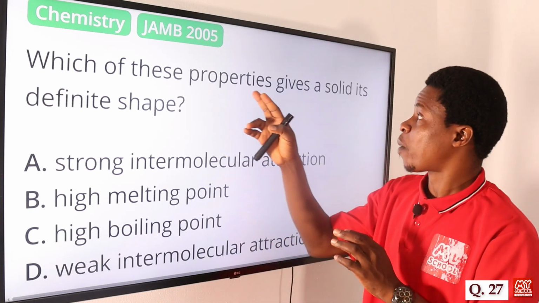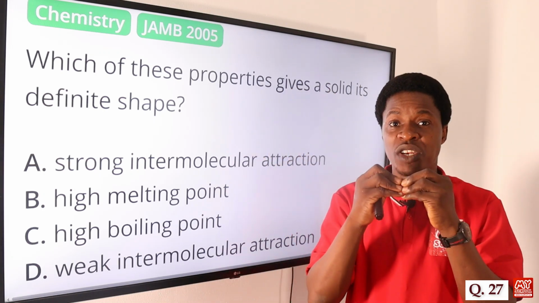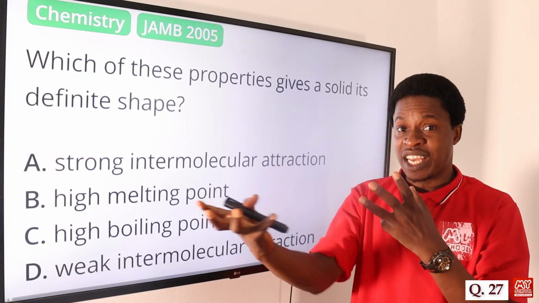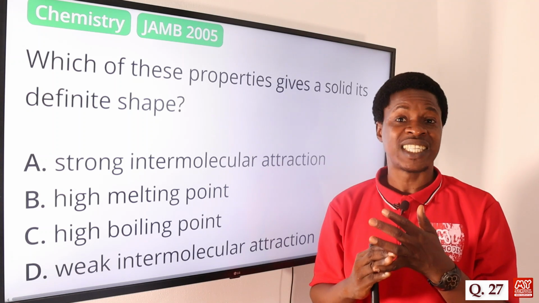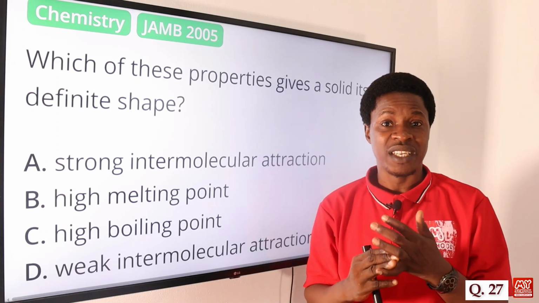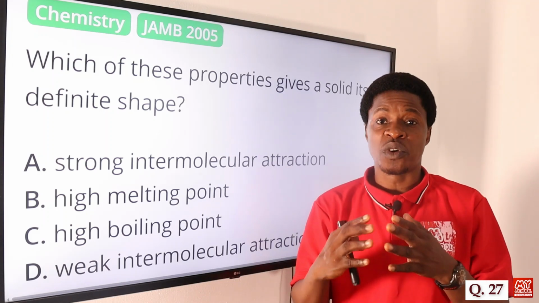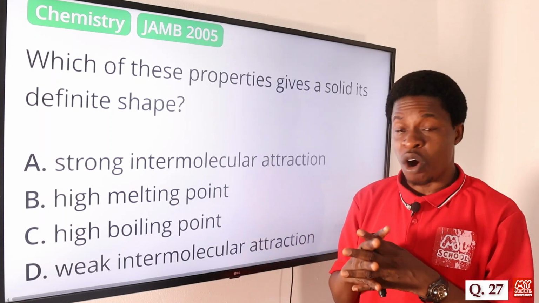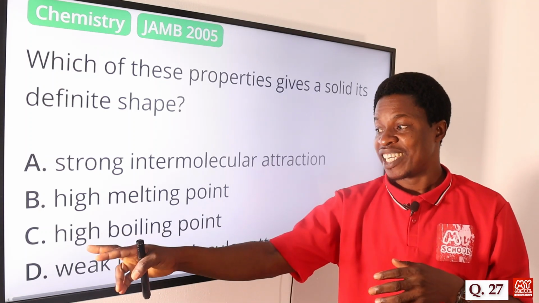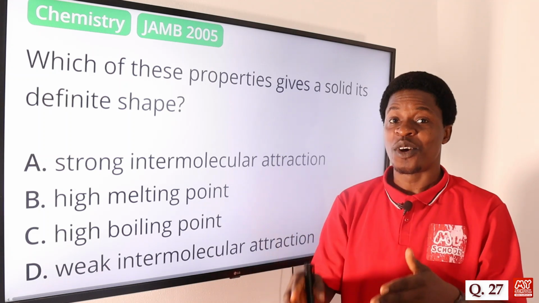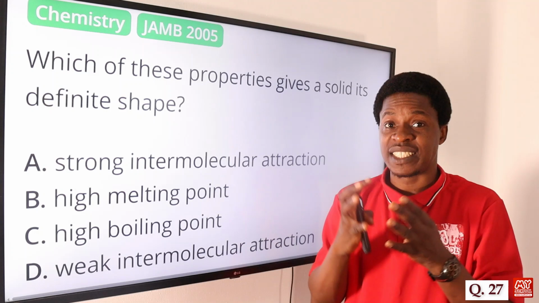The question says which of these properties gives a solid its definite shape. There's no other thing but the intermolecular forces of attraction between them. They are very strong, so that no matter the thermal energy, the heat that is coming, it can still bind them together. It takes a longer heat. That's what is responsible for the high boiling point of solid substances. What is actually responsible for the high boiling point is also owing to the fact that they have strong intermolecular attraction that binds them together.